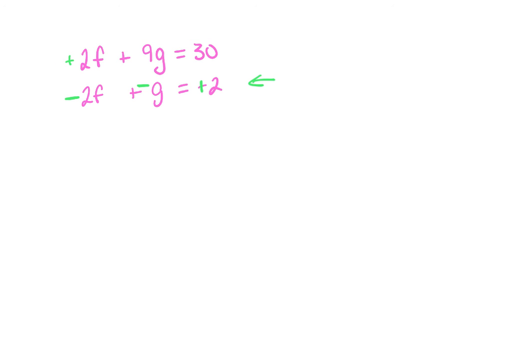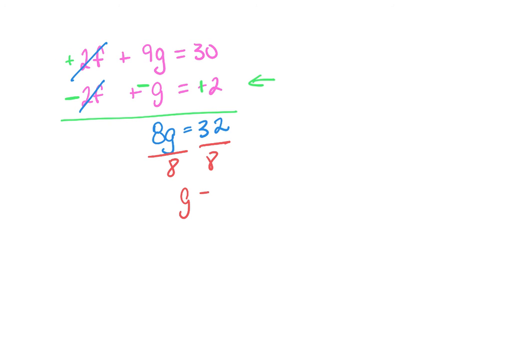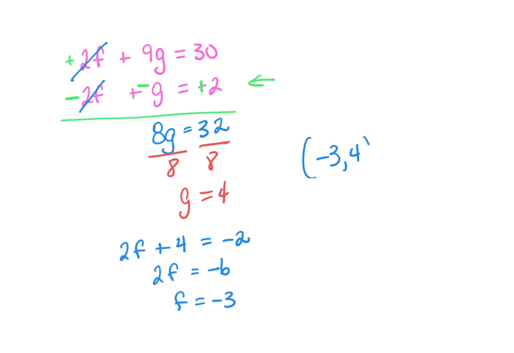All right. And once I have that, then I can add down. Positive 2 and negative 2 cancel. 9 and negative 1 give me an 8. And then 30 and positive 2 give me 32. And then I can divide by my 8 and get my 4 there. All right. Once I have that, plug it back in. 2 times f plus 4 equals negative 2. So we're going to subtract my 4, divide by 2. And so my final answer here looks like this.